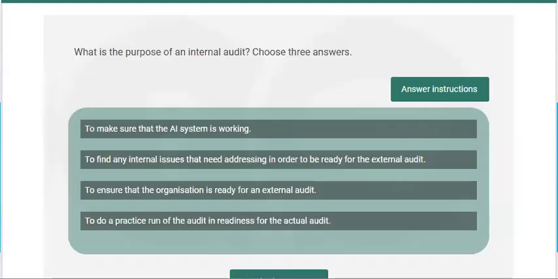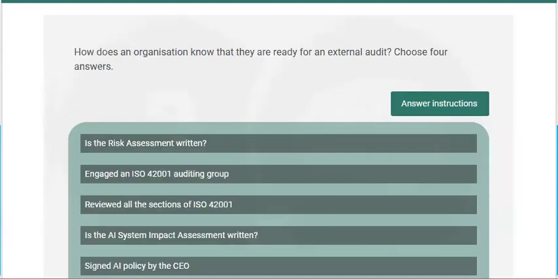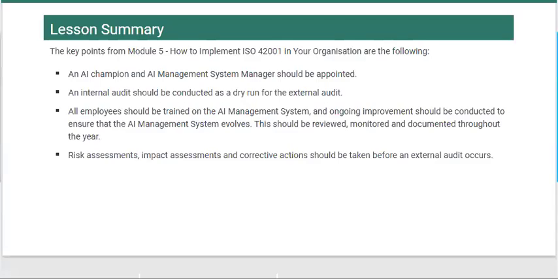Lesson Summary. The key points from Module 5, How to Implement ISO 42001 in your organization are the following. An AI champion and AI management system manager should be appointed. An internal audit should be conducted as a dry run for the external audit. All employees should be trained on the AI management system, and ongoing improvement should be conducted to ensure that the AI management system evolves. This should be reviewed, monitored, and documented throughout the year. Risk assessments, impact assessments, and corrective actions should be taken before an external audit occurs.